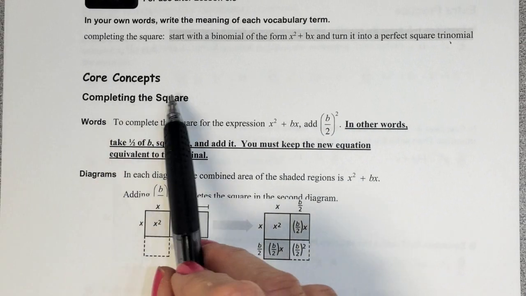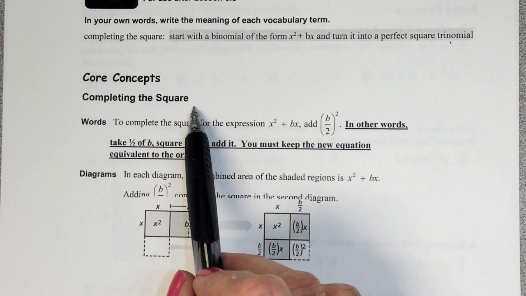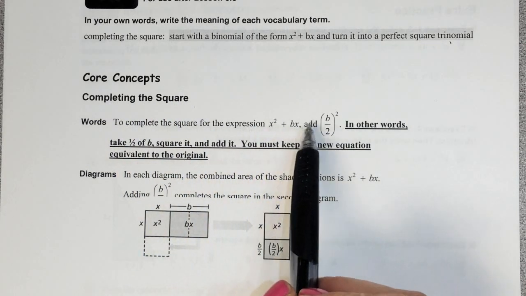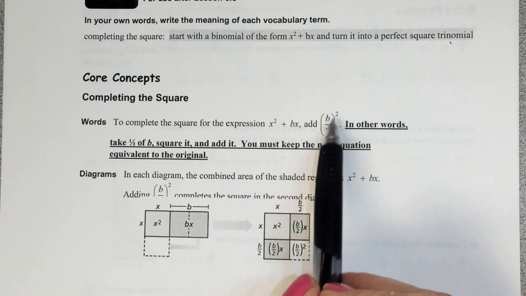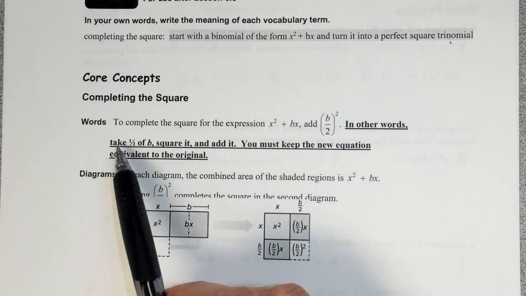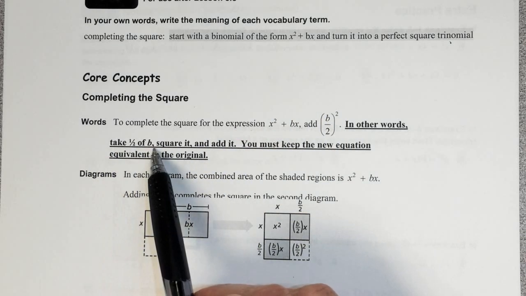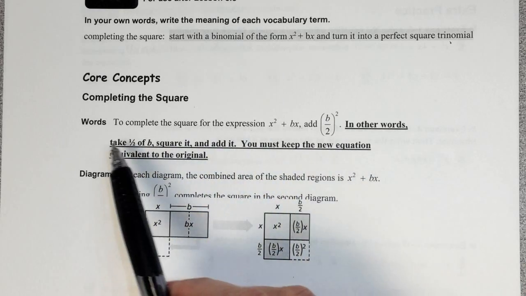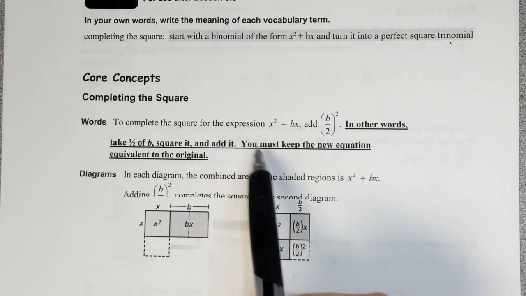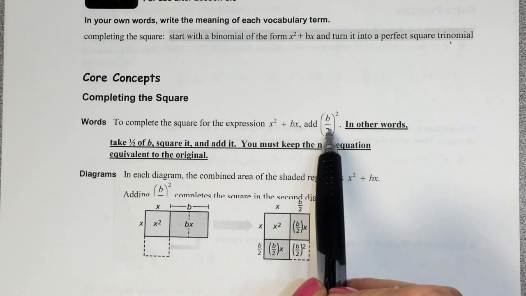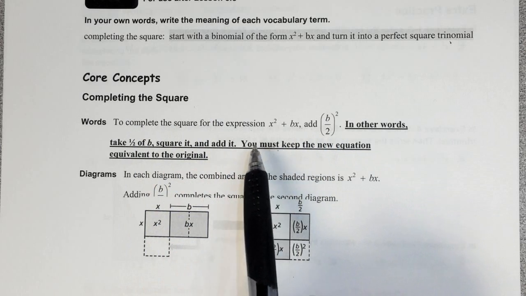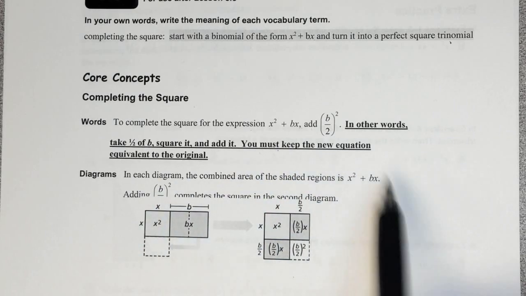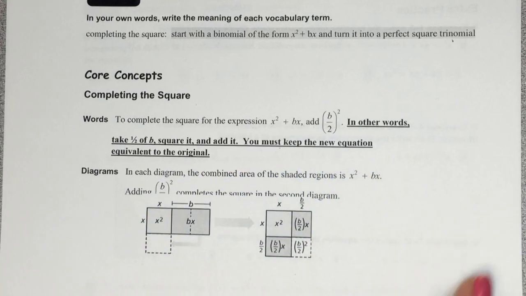Down here, it gives you directions on how to go about completing the square. To complete the square for the expression x squared plus bx, we just add b over 2 squared. I prefer to think of it this way: take half of b, square it, and add it. You must keep the new equation equivalent to the original. That's what the book doesn't really tell you right here, is that you must keep the new equation equivalent if you're doing any solving or rewriting. Here it just shows you in a diagram how it works.